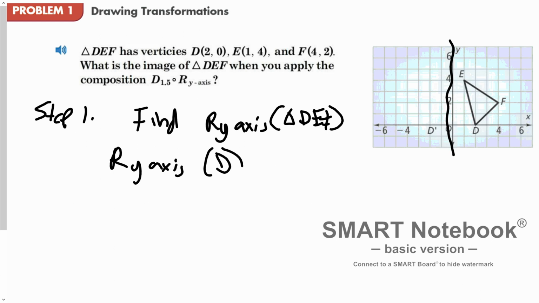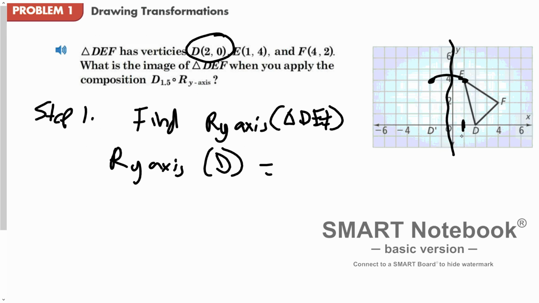So we're going to rotate D. We're going to flip it over that y-axis. So D is 2, 0. When I flip it about the y-axis, my y value is actually the same. The only thing that is actually going to change is my x value.